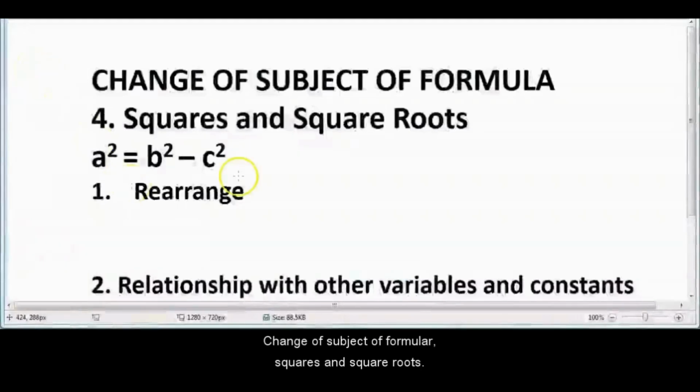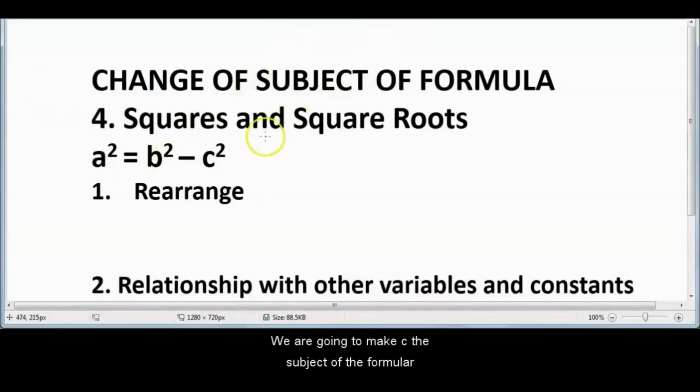Change of subject of formula, squares and square roots. a square is equal to b square minus c square. We're going to make c the subject of the formula. We have been instructed to make c the subject of the formula.